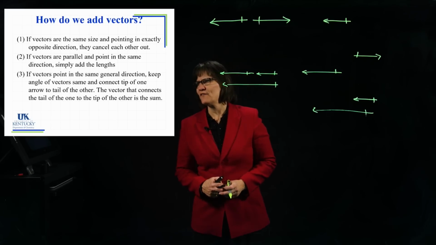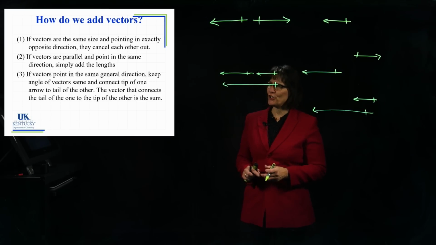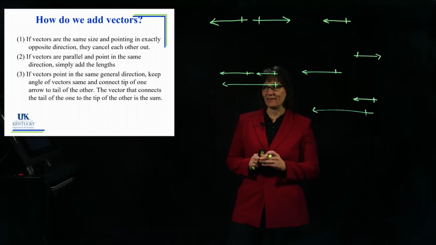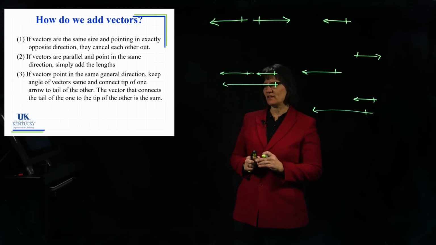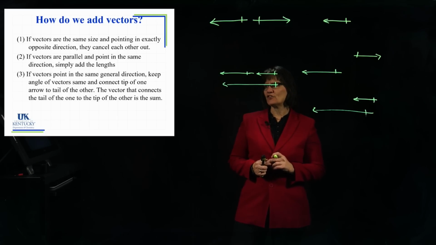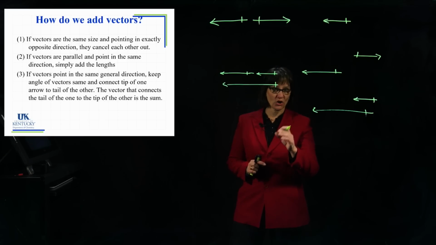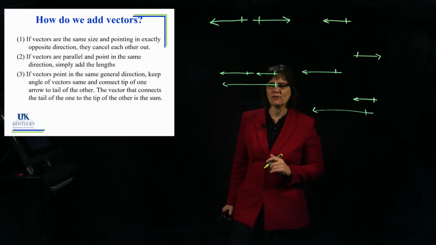The third one is if vectors point in the same general direction. What you would do, and let's read what it says here, you keep the angles of the vectors the same. So whatever angle that they are positioned at, you're keeping those the same, and you're moving it so the tip of one arrow is touching the tail of the other arrow. I'm going to show you what I mean by that, okay? The vector that connects the tail of one to the tip of the other is the sum.